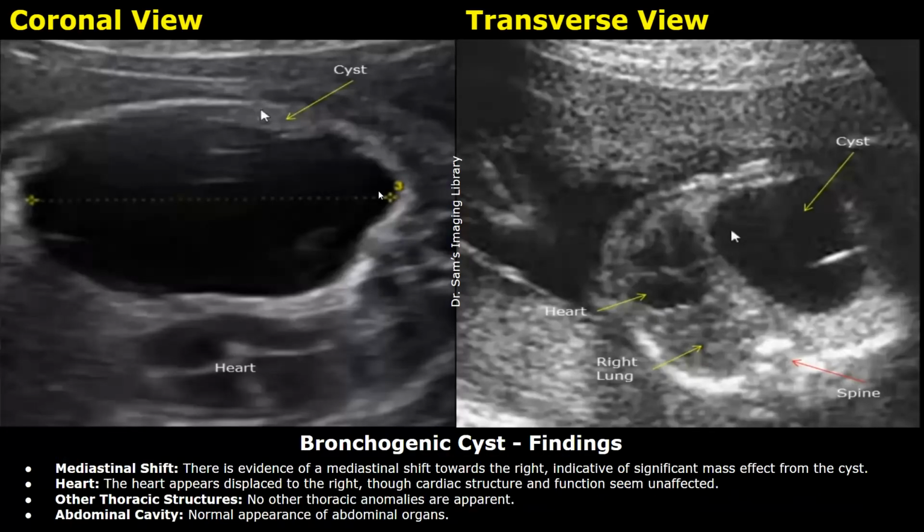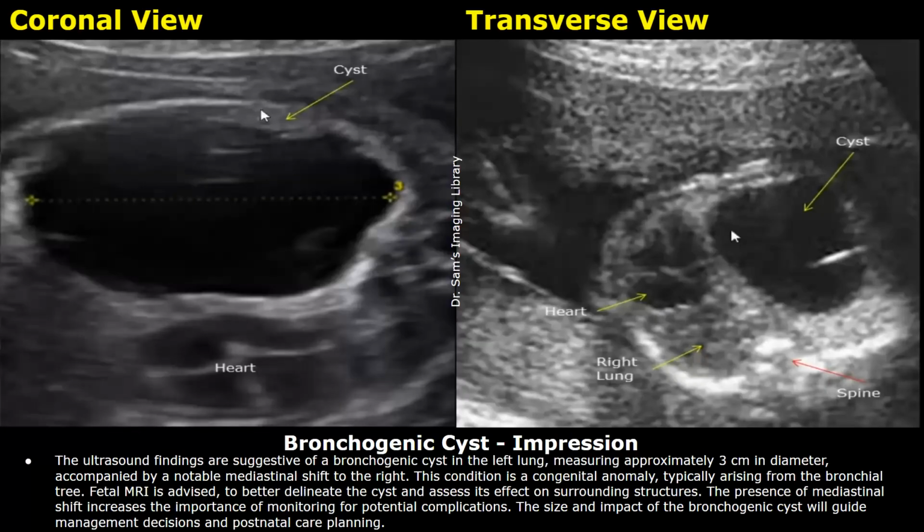There is evidence of a mediastinal shift towards the right, indicative of significant mass effect from the cyst. The heart appears displaced to the right, though cardiac structure and function seem unaffected. No other anomalies were found.